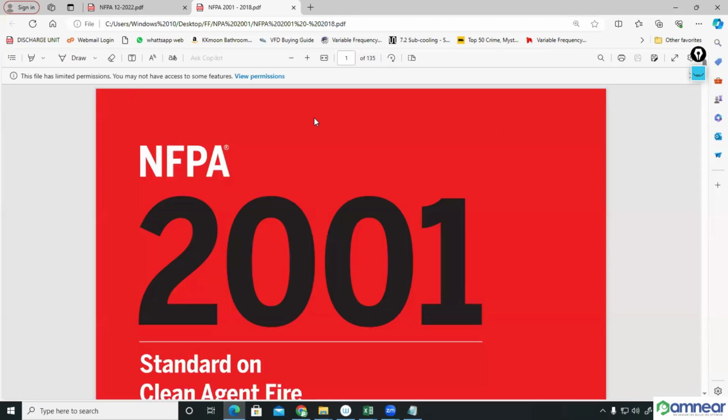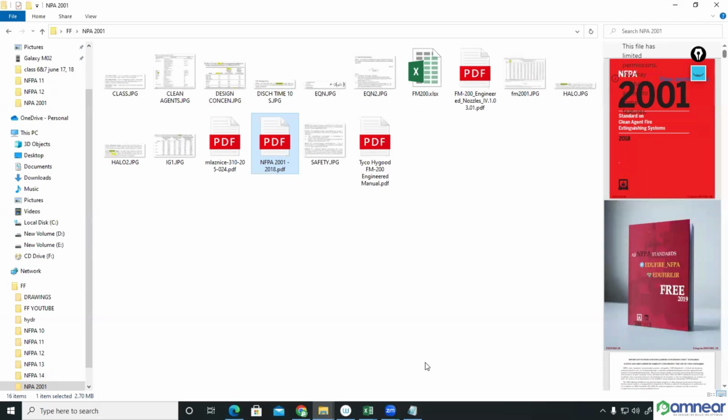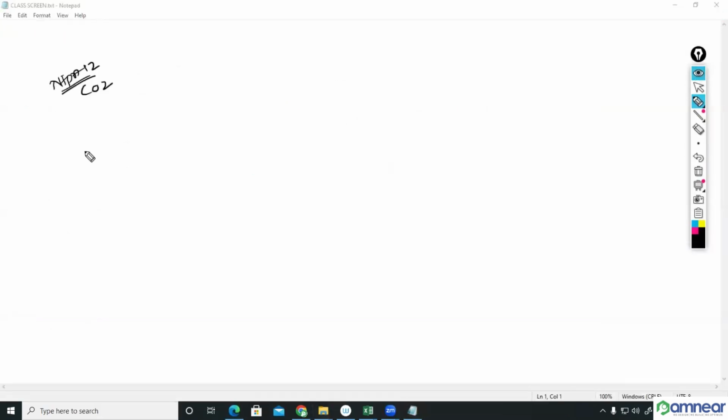Foam is also there, but we can't use foam on class C. Foam is used in fuel cases only. So which one do we have to use? NFPA 12 is carbon dioxide. NFPA 2001 covers clean agents. Clean agents are normally inert gases and halocarbons. A halocarbon component means a compound with a combination of fluorine, chlorine, or any halogen content.